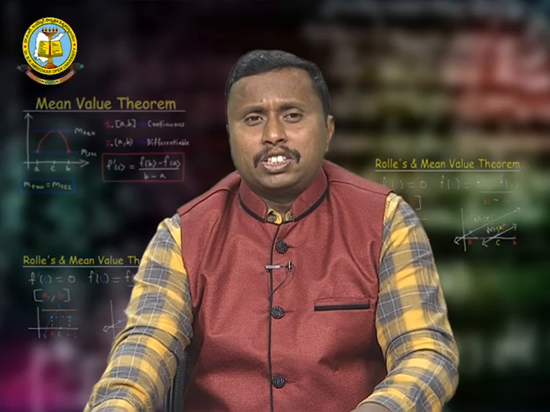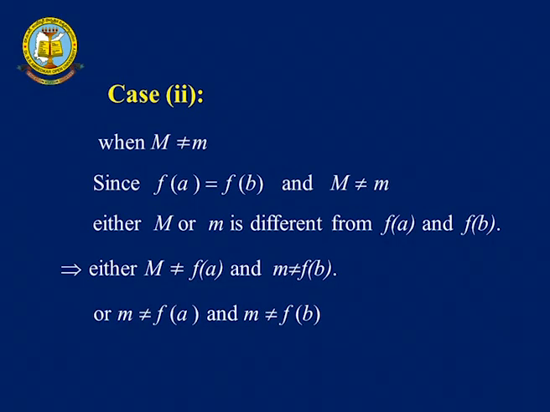Now let us come to case 2, where capital M is not equal to small m, that is, infimum is not equal to supremum. In the third condition it is given that f(a) equals f(b). Since capital M is not equal to small m, either capital M or small m is different from f(a) and f(b). So either capital M is not equal to f(a) and f(b), or small m is not equal to f(a) and f(b).